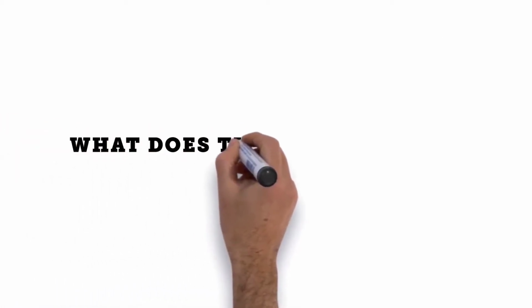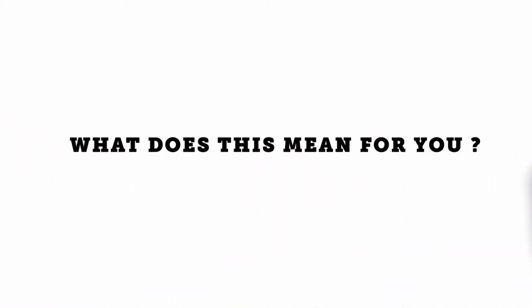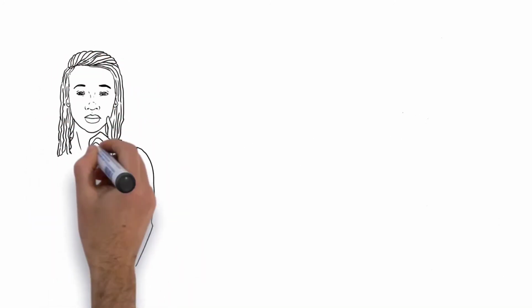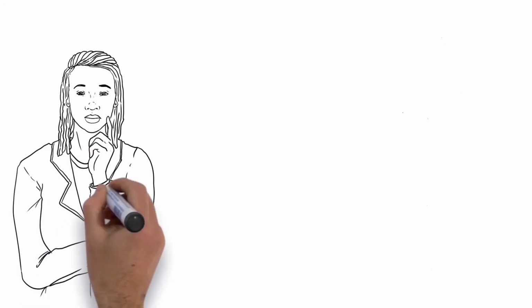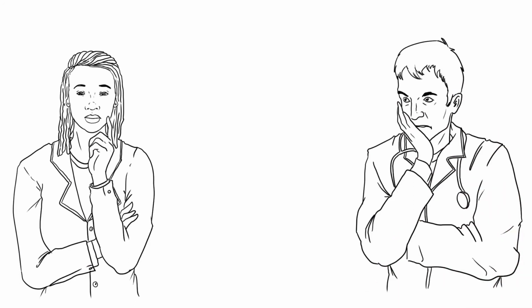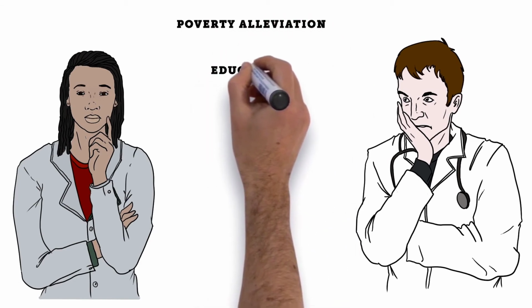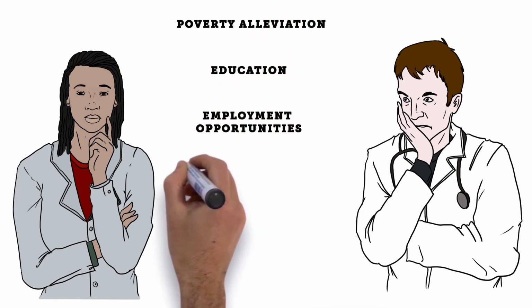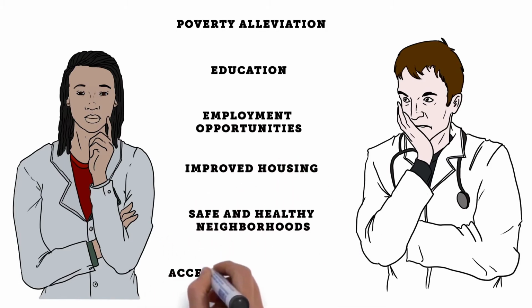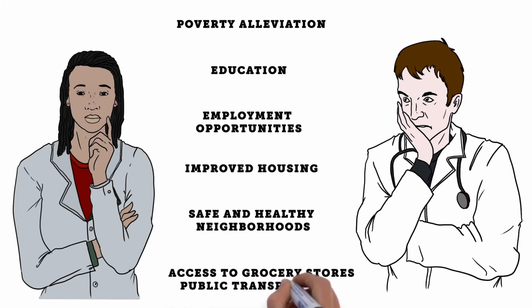What does this mean for you if you want to improve the health of your patients? Along with ensuring adequate access to clinical care, it is necessary to reach beyond the confines of the clinic and address the root causes of health inequalities. In practical terms, this means implementing strategies such as poverty alleviation, education, employment opportunities, improved housing, and safe and healthy neighborhoods with easy access to grocery stores and public transportation.